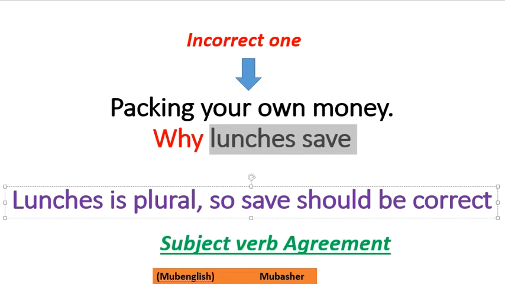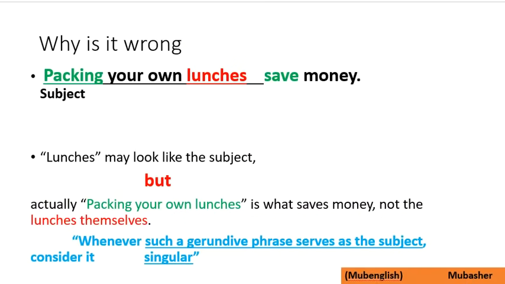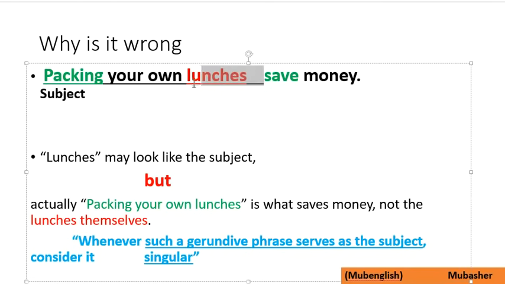Now let's analyze the sentence here. Let's break up the sentence. This is the first part of the sentence, which is the subject. This is the complete subject, and this one is the predicate. Now let's have a look at the subject: packing your own lunches. There are two things, one is packing and one is lunches. Both of these are part of the subject. So this is the complete subject, a complete phrase.